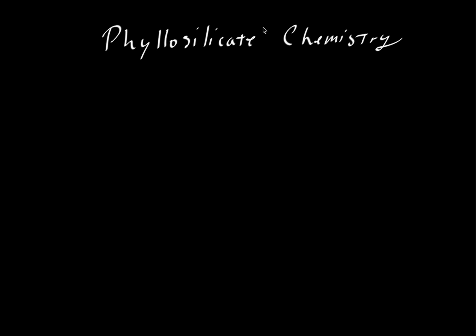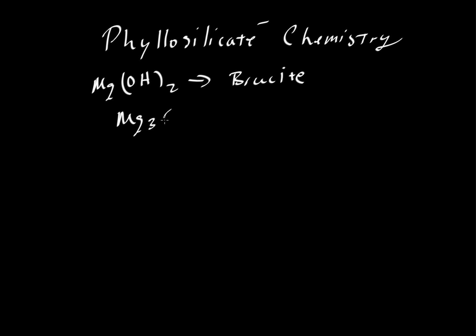So even though we call this phyllosilicate chemistry, technically we're going to start out with things that are not silicates. So we're going to look at brucite, which is usually written as Mg(OH)2, but we'll take 3 times the amount. We'll take this recipe for the mineral brucite and multiply it by 3. So we have Mg3(OH)6.